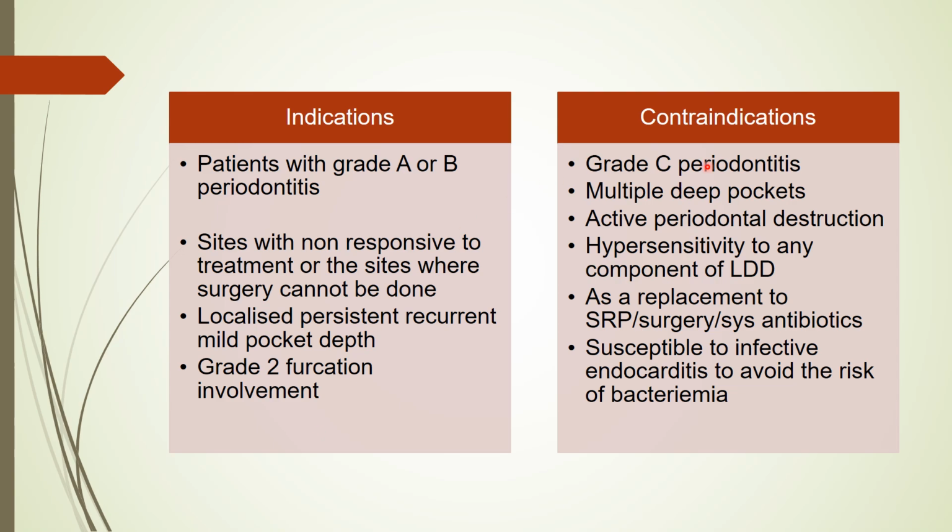But what are the contraindications? Grade C periodontitis, which is advanced periodontitis with complex type of pocket and active periodontal destruction, is not recommended. We can go for surgery instead of LDD. Also hypersensitivity to any of the components of LDD, or as a replacement for SRP, surgery or systemic antibiotics, it is not indicated. And if the patient is susceptible to infective endocarditis, to avoid the risk of bacteremia, it is also contraindicated.